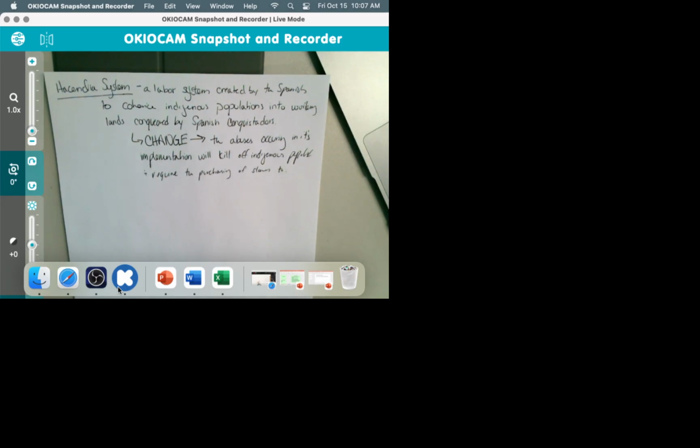Okay, so an evolution of the system. They created it so it's based on the indigenous being enslaved. However, they are going to kill off so many of them, they're going to have to start buying slaves to fill the holes. What is some proof, some evidence, some facts we can put in here?